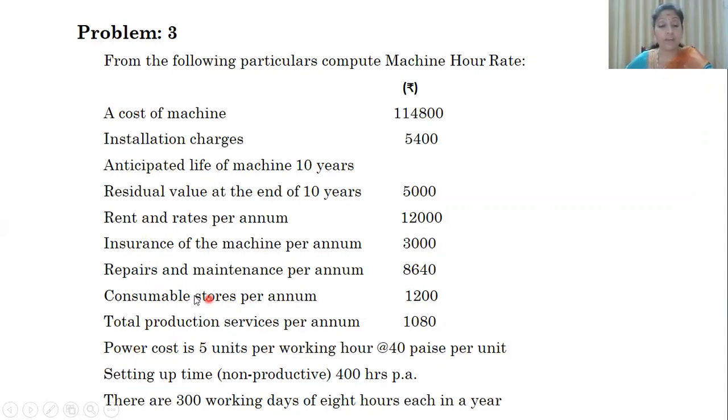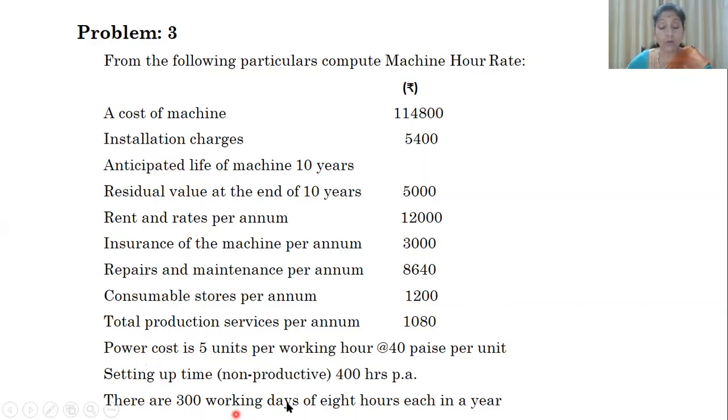Next, we are going to see variable charges. What are the items coming under variable charges? Normally, depreciation. If they have given this information, we have to calculate depreciation. Then here power is there. We have to calculate power as per the given information. Then lastly, we have to find out the effective machine hours. Why are we calculating effective machine hours?